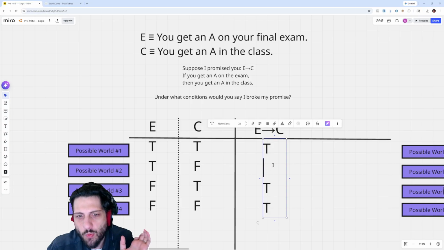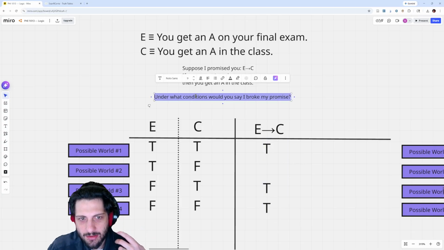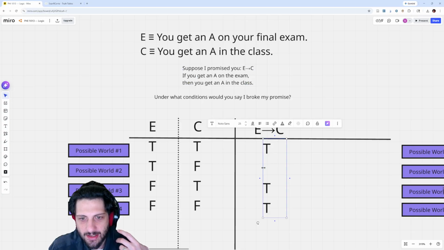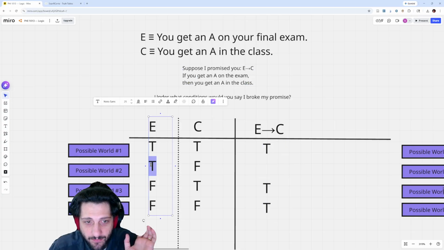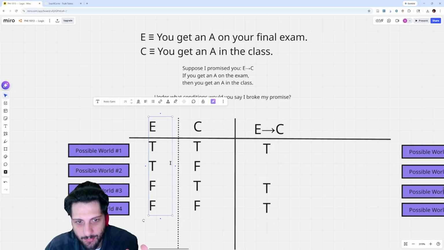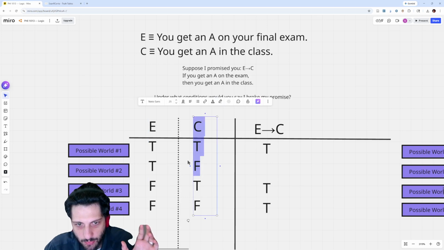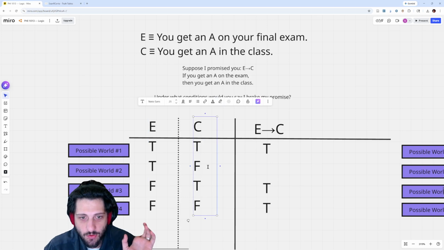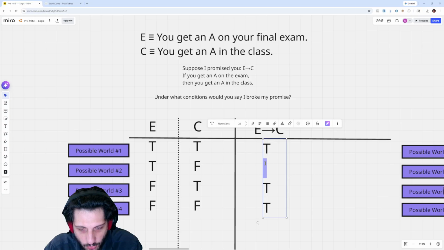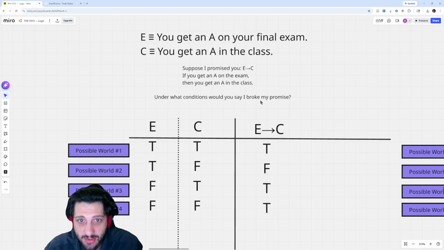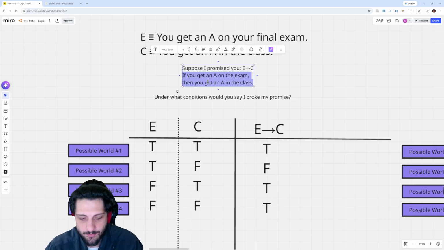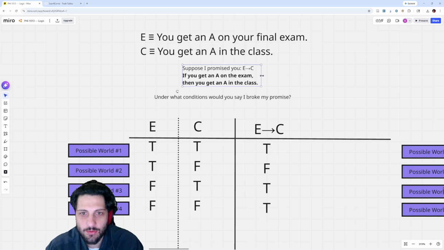The only way you would ever say that, right, that this is not a true promise, that I didn't fulfill my promise, is if you in fact did get an A on the exam, but then it turned around and you didn't get an A in the course. That would be the only time we would say that's a false statement up here. Right? That's the only time we would say that, hey, that rule wasn't actually followed.